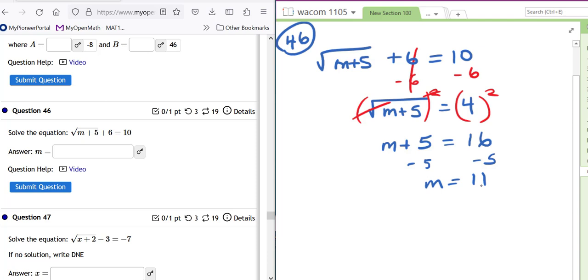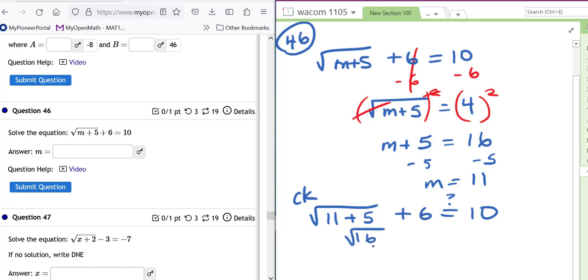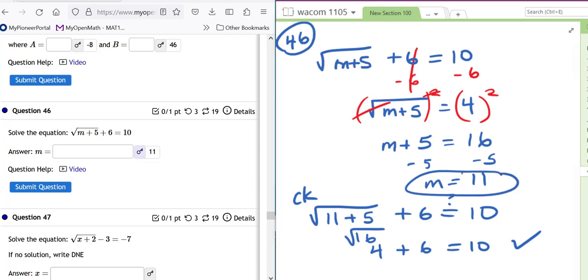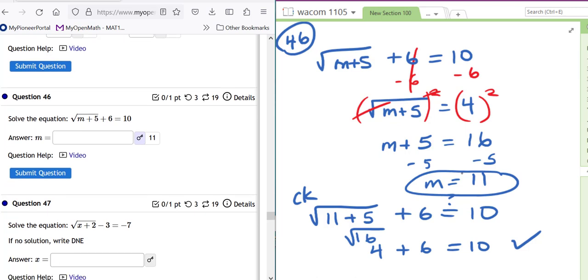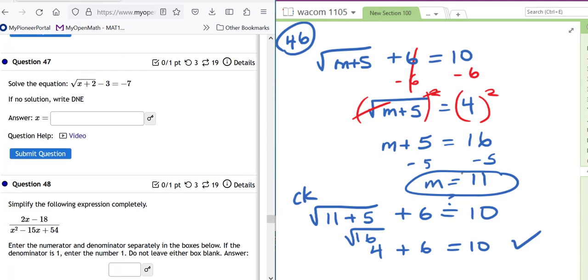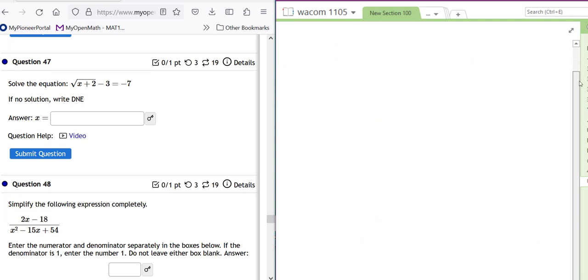You do have to check the answers on these because sometimes you get extra answers. So you have to go back to the original. Square root of 11 plus 5, plus a 6, is that equal to 10? This is a 16. Square root of 16 is 4. 4 plus 6 equals 10. Yes, it does, so we're good. Remember, your answer was here, 11. That was just our check. Right, 47.